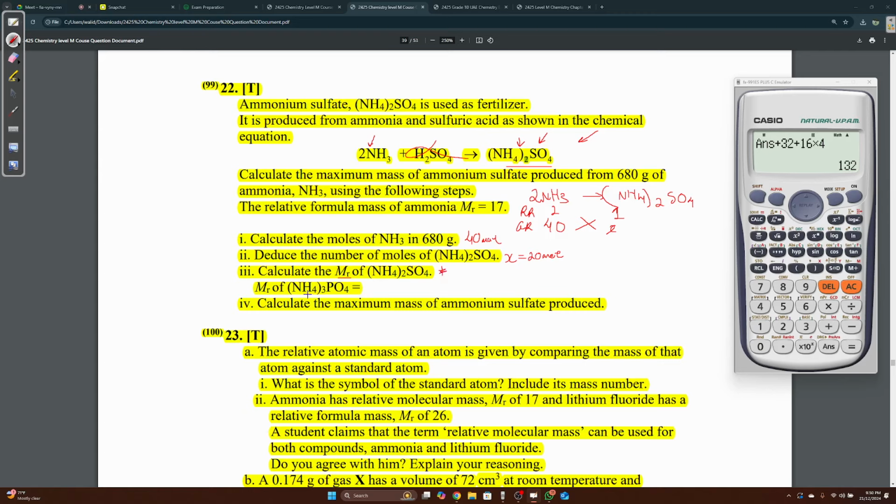This is a mistake, by the way. They should have put, this is written wrong. It should be (NH4)2SO4. The unit of it is 132 gram per mole. Okay, that's the unit. Calculate the maximum mass of ammonium sulfate produced.